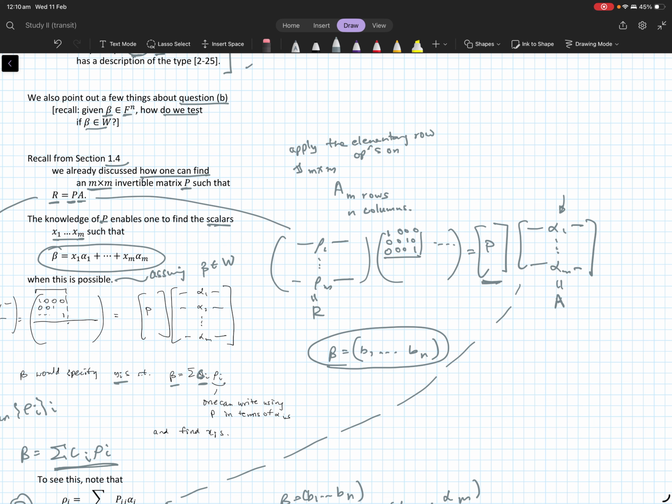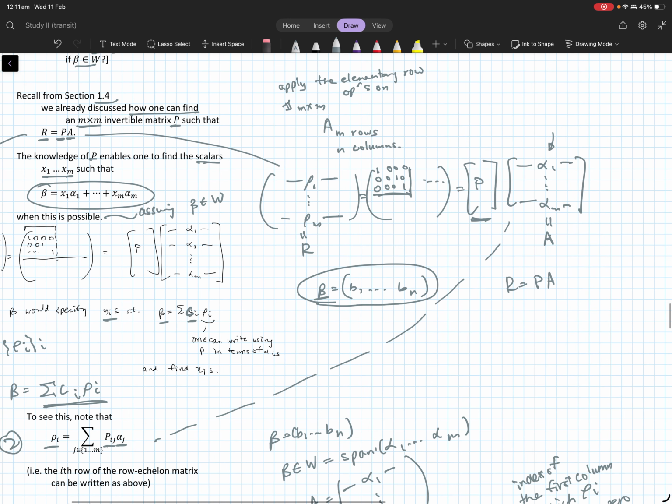Wait, what? What have I written? I forgot the equality. Okay, so then because this is in the row reduced form, I've just written the row reduced form more explicitly. Okay, so we're basically writing R equals PA, right? Okay, and in class we asserted that beta can be written as the sum of b sub k sub i rho i, where rho are the rows of this row reduced echelon matrix.